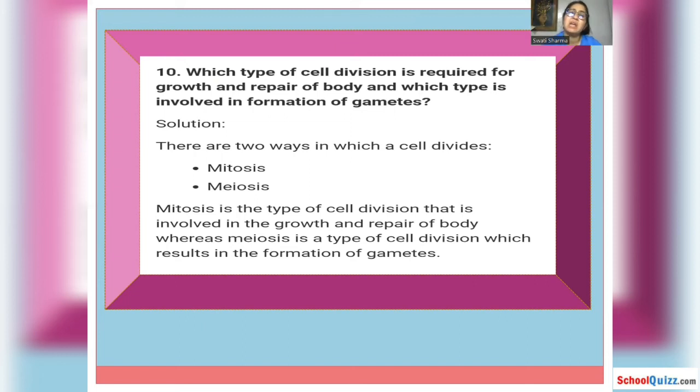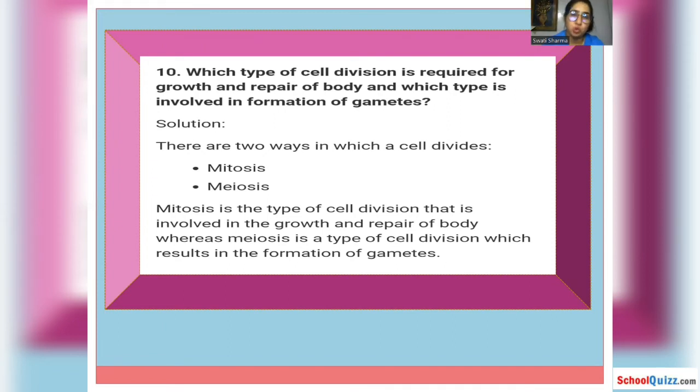Okay, and which is the division in which the formation of gametes also takes place? So there are two ways by which a cell can divide. One is mitosis, in which the equational division of the cell takes place, and another is meiosis, which is known as reductional division. So mitosis is the type of cell division that is involved in the growth and repair of the cell, because it is an equational division. If we have 2n organisms, after division we will get 2n and 2n organisms. Okay, but if we talk about meiosis, meiosis is basically a reductional division.